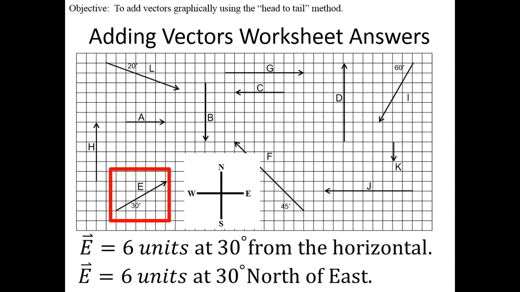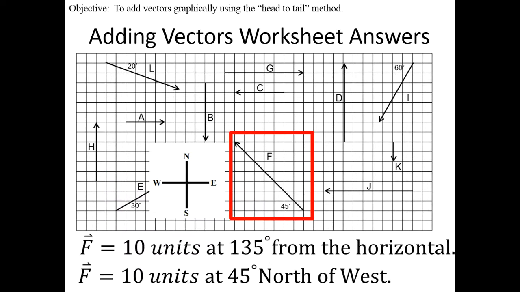The first one is we've got a 30-degree angle from the horizontal. So again, if we go from the horizontal and work our way up to the angle, it's a 30 degree angle there. We can also say that it's 30 degrees north of east. And how I do these is I go east first, and then I go up 30 degrees north. And that's how you designate the angles of north of east.